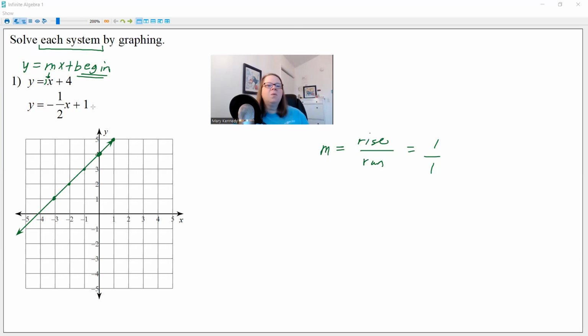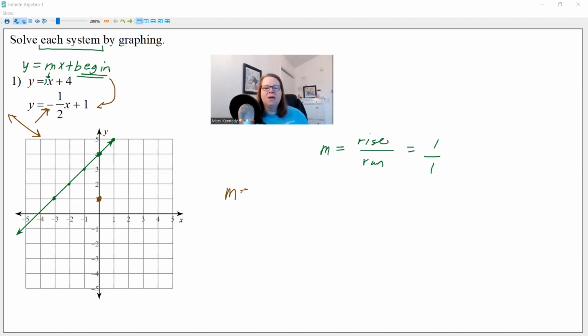We've got y equals negative 1/2 x plus 1. So real quick, something to note is that this is a negative slope. I know that this one's going to be more like this. A negative slope is going to go in that direction. So I need to make sure that when I graph this, I keep the slope in mind. So begin. This time I begin at positive 1. So begin at 1 on the y-axis.